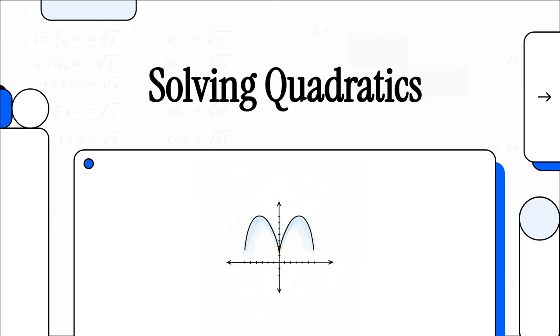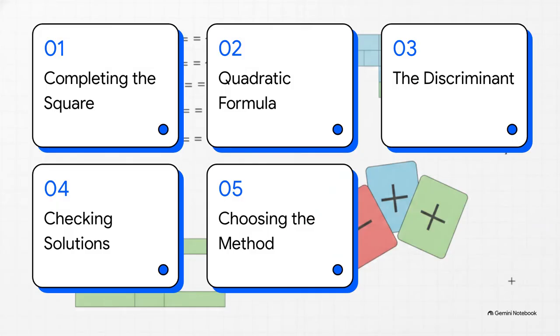We're building the advanced mathematical tools you need to break through those stubborn problems. We're looking at two highly powerful algebraic methods for solving quadratic equations that cannot easily be factored. Here's our roadmap for today. We'll start with completing the square, move on to the quadratic formula, then see how the discriminant tells all. After that, we'll focus on checking our solutions and finally wrap up with which method is best.